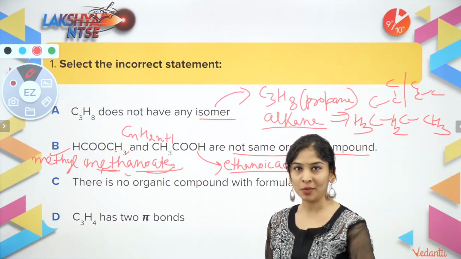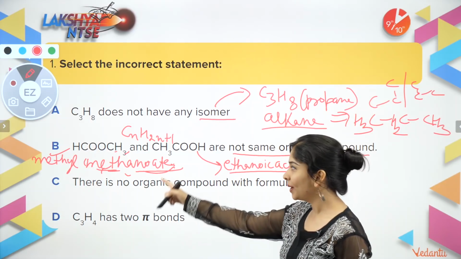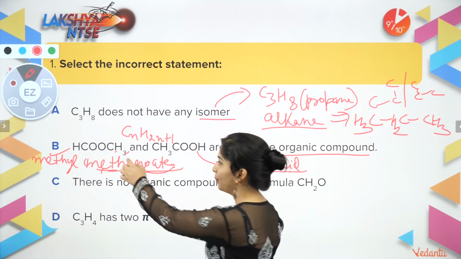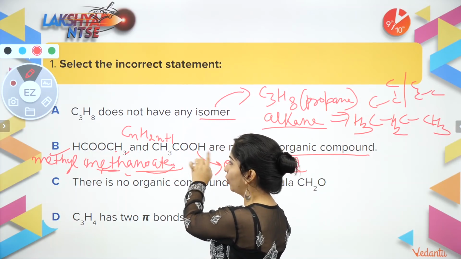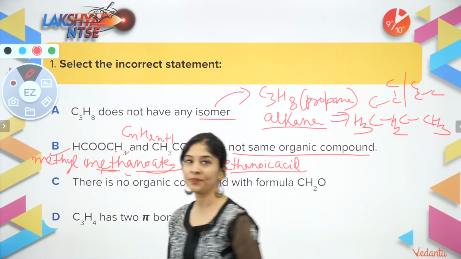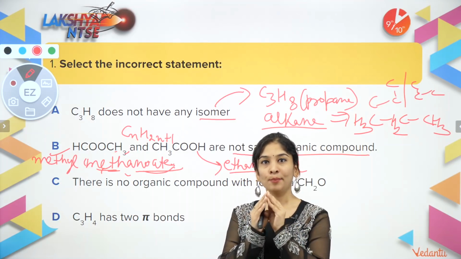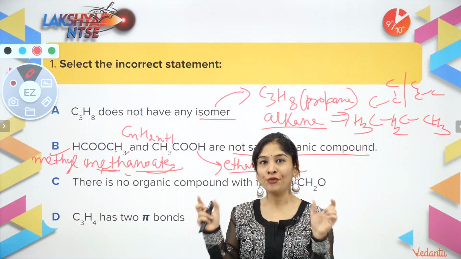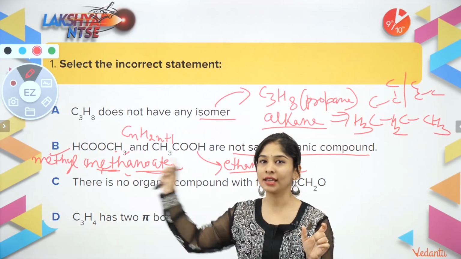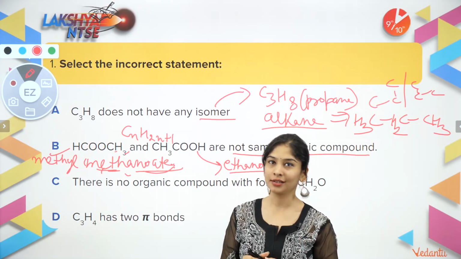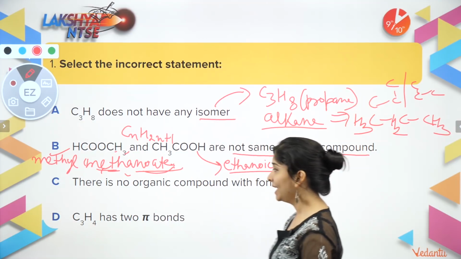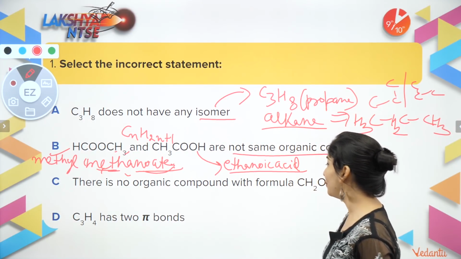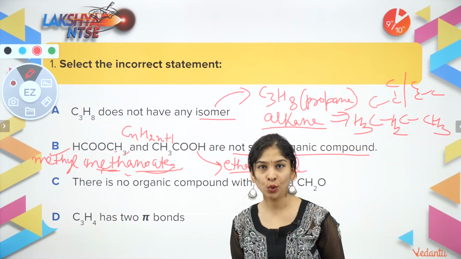Okay, a question has also been asked on functional isomers. Now you know what a functional isomer is? Same formula. Both have the same molecular formula, but the functional group is different: ester and acid. So what are these? Functional isomers. One more thing we have learnt. Very good. Awesome. Next is, there is no organic compound with formula CH2O.